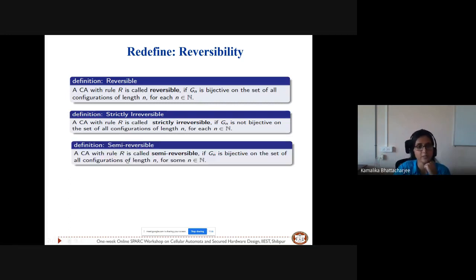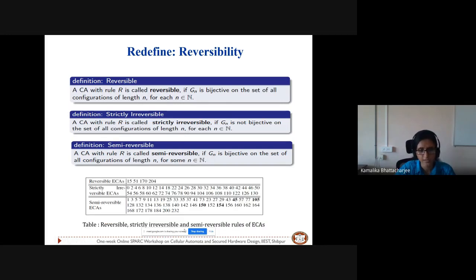Now there is this semi-reversible CA, which will be interesting. These semi-reversible CAs are those CAs which are bijective on the set of all configurations of length n for some specific n's. So this set of n's for which the CA is going to be reversible can be a finite set or can be an infinite set. So all those CAs which are behaving differently for different n, we call them semi-reversible CAs.